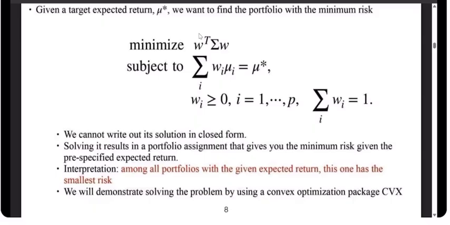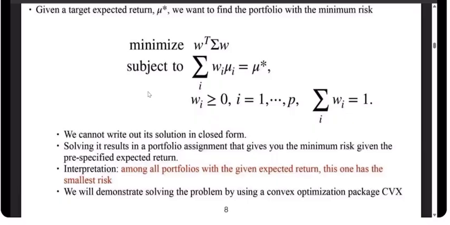We want to minimize that. But if you want to minimize your risk, then you have a certain expected return. That is, given this value of expected return, I want to minimize risk. Then this is going to be the constraint.